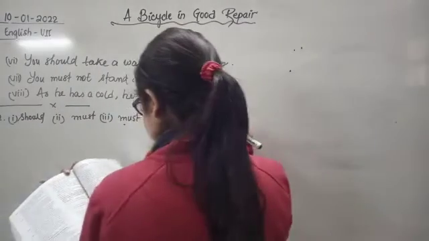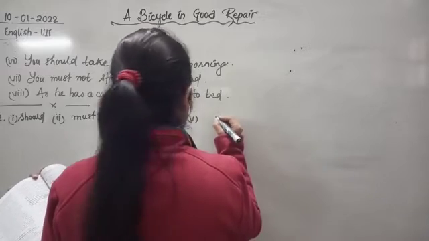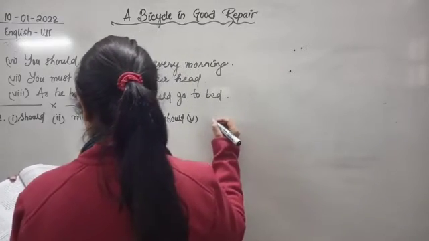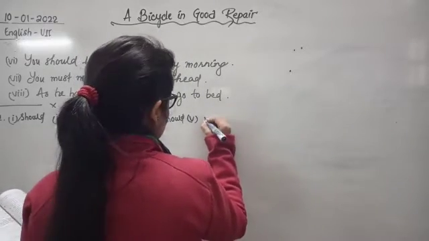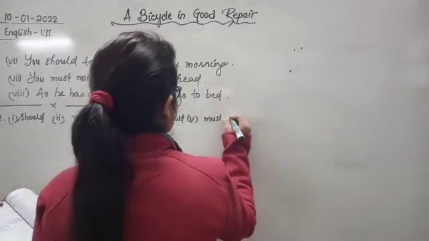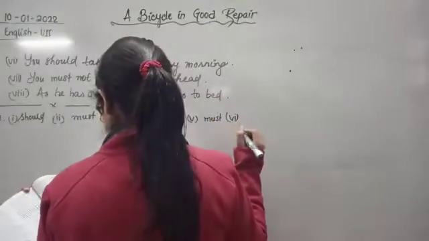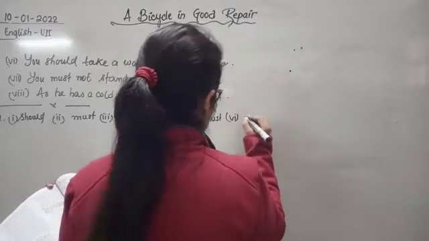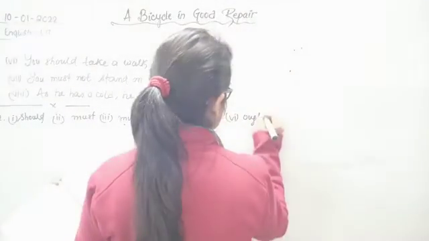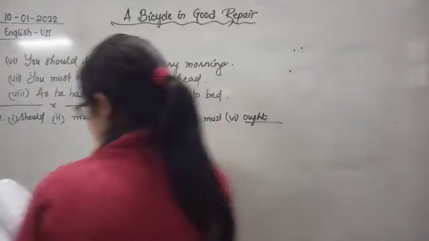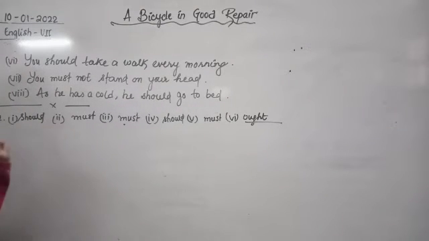Number 5. Sign in front of a park. You must not walk on the grass. Must. Number 6. You ought to be ashamed of. Ought. Ought to be ashamed of yourself having made such a remark.